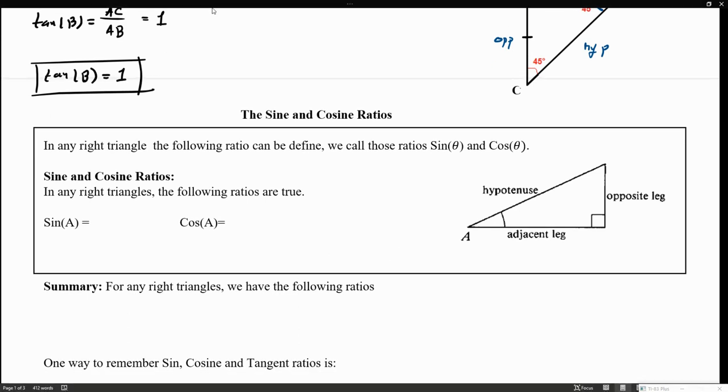Let's start by defining what the sine and the cosine are. In order for us to find a sine and a cosine, we need a reference angle. Let's assume that A is my reference angle. If A is my reference angle, then this side is the opposite leg. This is my right angle, so this is my hypotenuse, and by order of elimination, that's my adjacent.